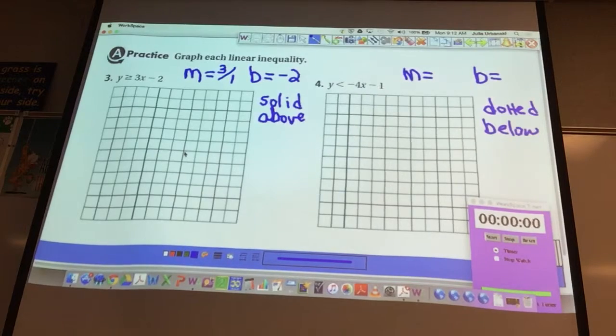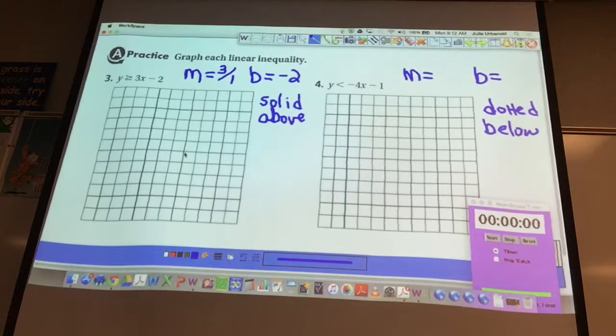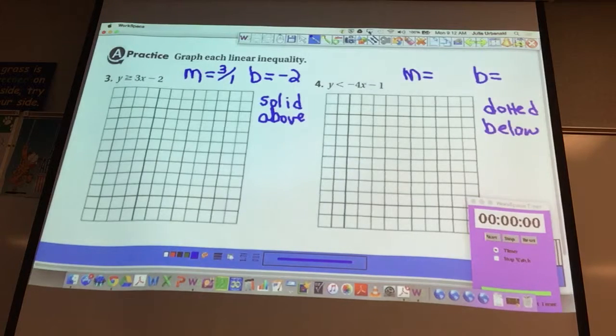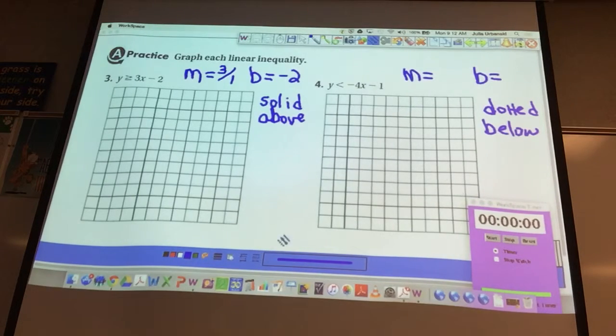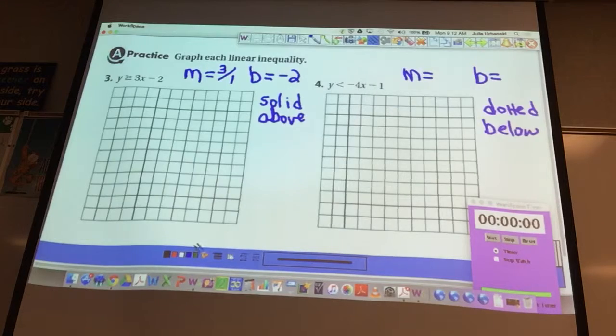You still like those? No, you have a job to be doing. Come on, Dylan. You guys know how to graph these lines. You've already done that lots of times. Start with the y-intercept and then go on the slope. But then you have to decide if you're going to make it dotted or solid.